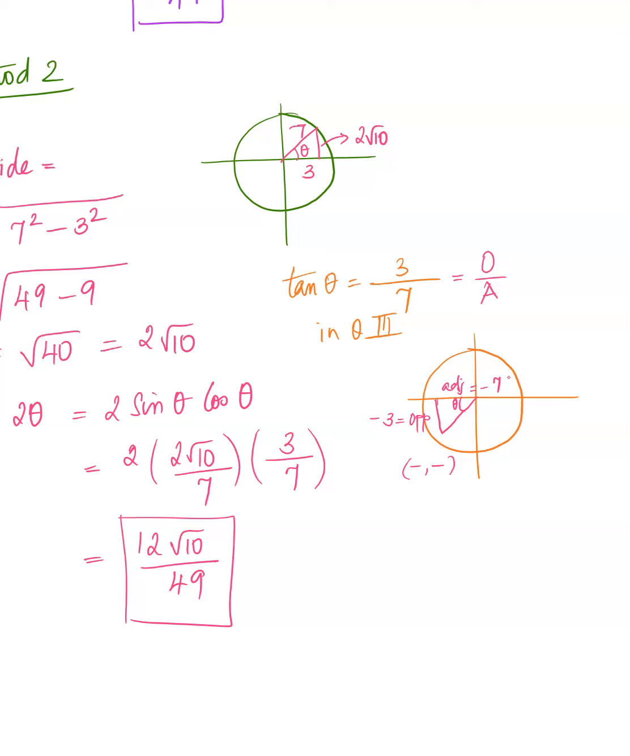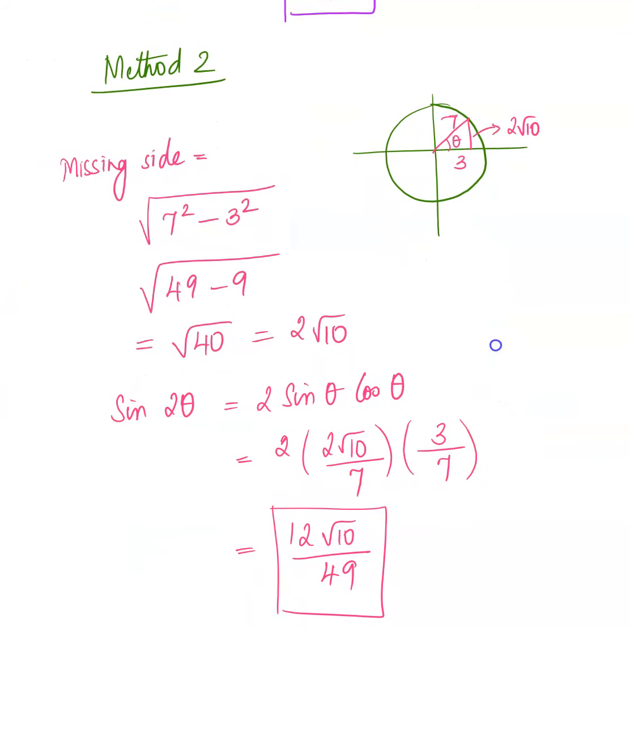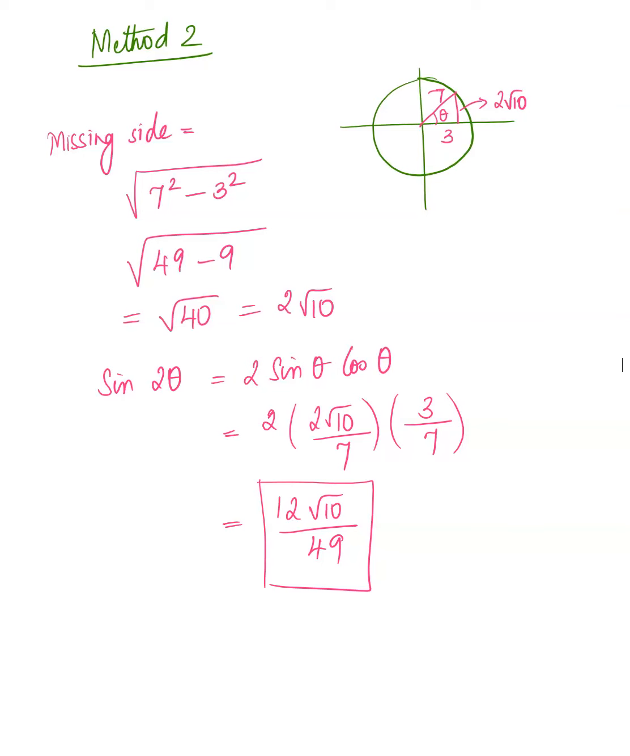So the value of using the traditional method of constructing a triangle inside the circle will really come in handy when you have different quadrants and other criteria required of you in the problem. Okay.